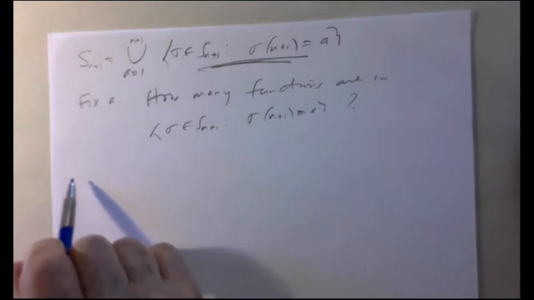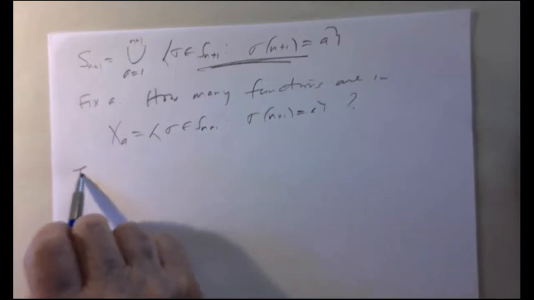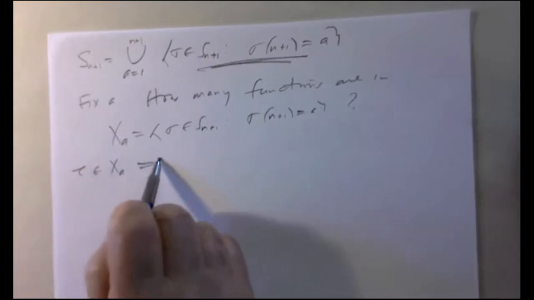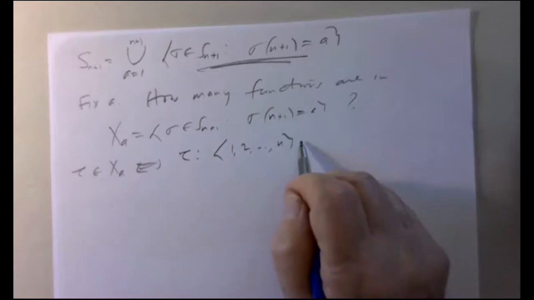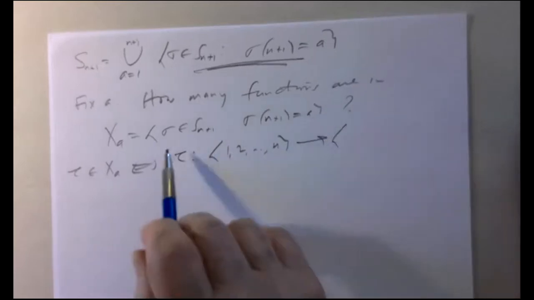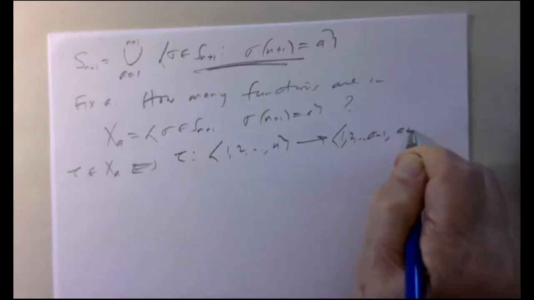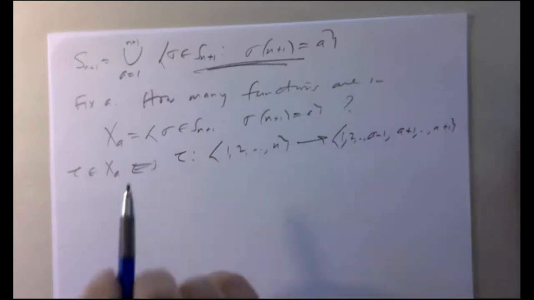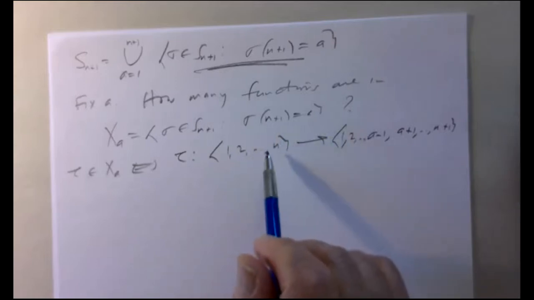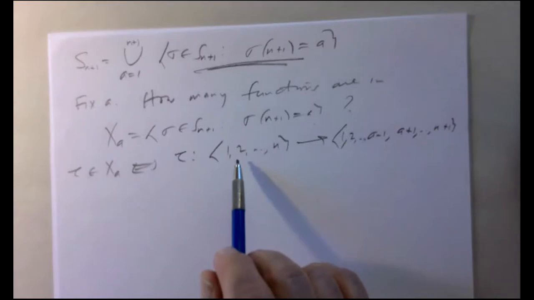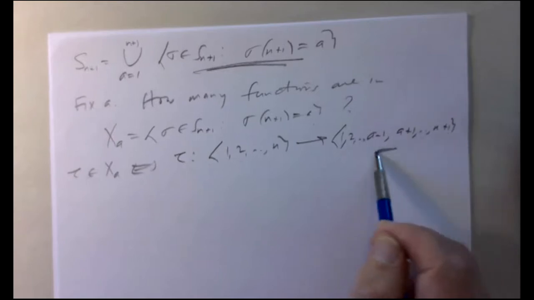So let me call this set X_A. A function tau is in X_A if and only if tau sends the first n integers to a set of n integers, the integers up to n plus 1 with A removed. Because if sigma sends n plus 1 to A, then no other element can get mapped to A. So the other n elements, 1 through n, get mapped to a number between 1 and n plus 1, but not A. A is missing.